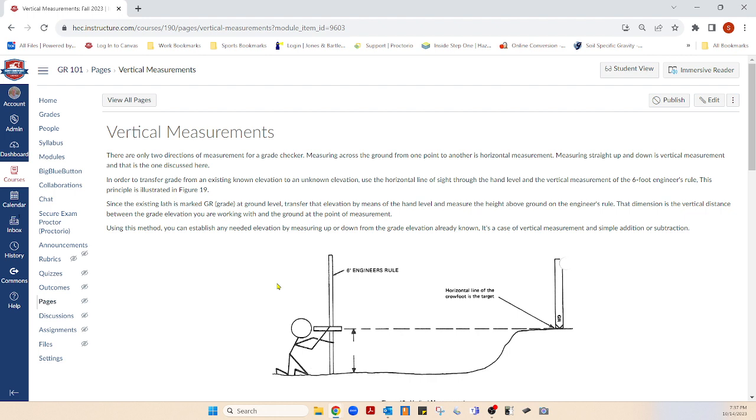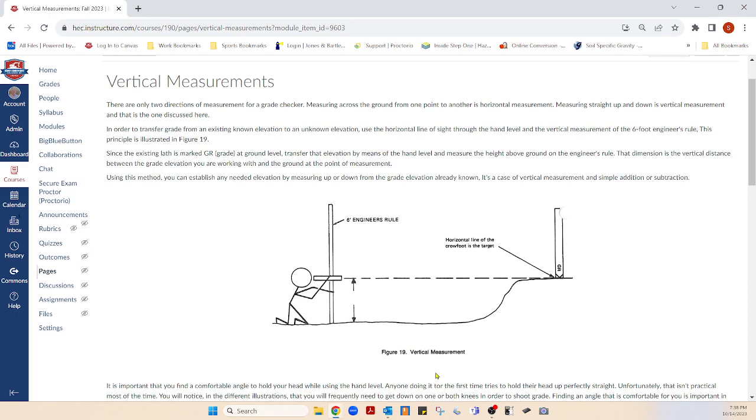In order to transfer grade from an existing known elevation, which is here, to an unknown elevation, which is here where his hand level is, use the horizontal line of sight through the hand level and the vertical measurement of the 6-foot engineer's rule right here. This principle is illustrated in figure 19, and that's what we're looking at.